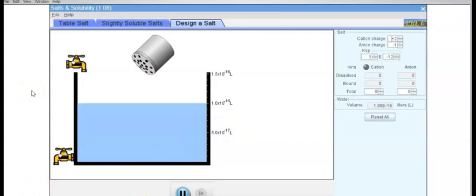So what if we have something like magnesium nitrate? So in magnesium nitrate, the charge of the cation is +2. We see that indicated up here. And then the anion is -1. Again, let's shake it out, see what happens.